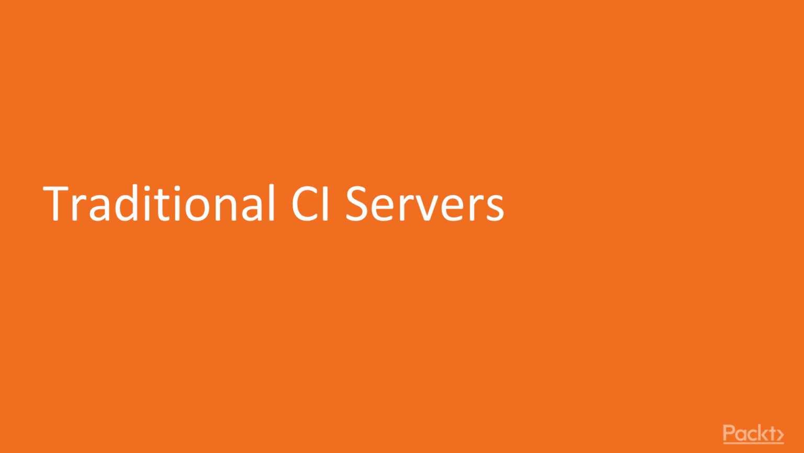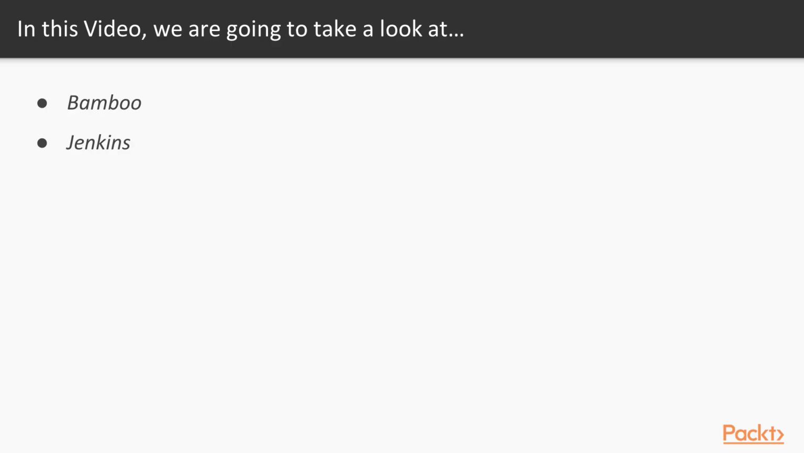Hi guys, this is the next video, Traditional CI Servers. In the last video, we looked at SDLC and testing types. In this video, we're going to take a look at Bamboo and Jenkins.